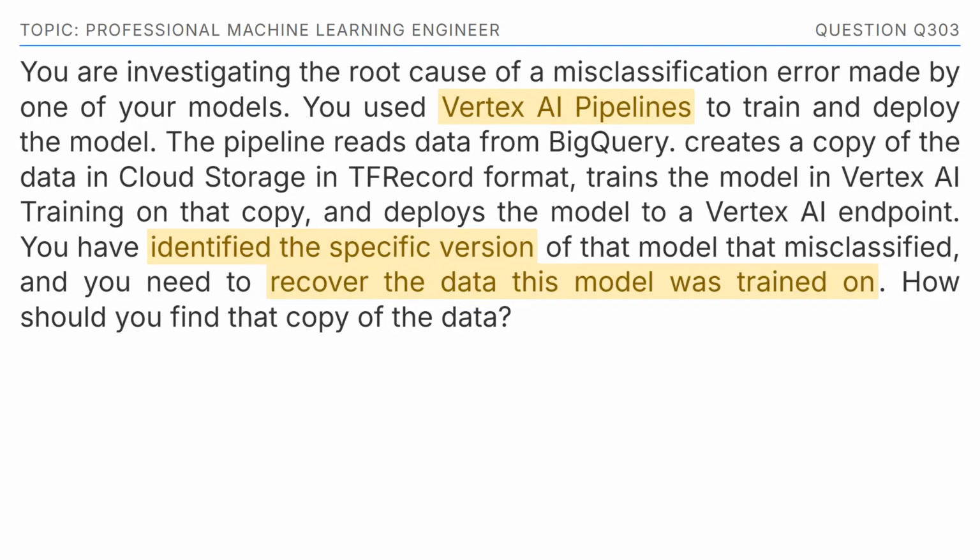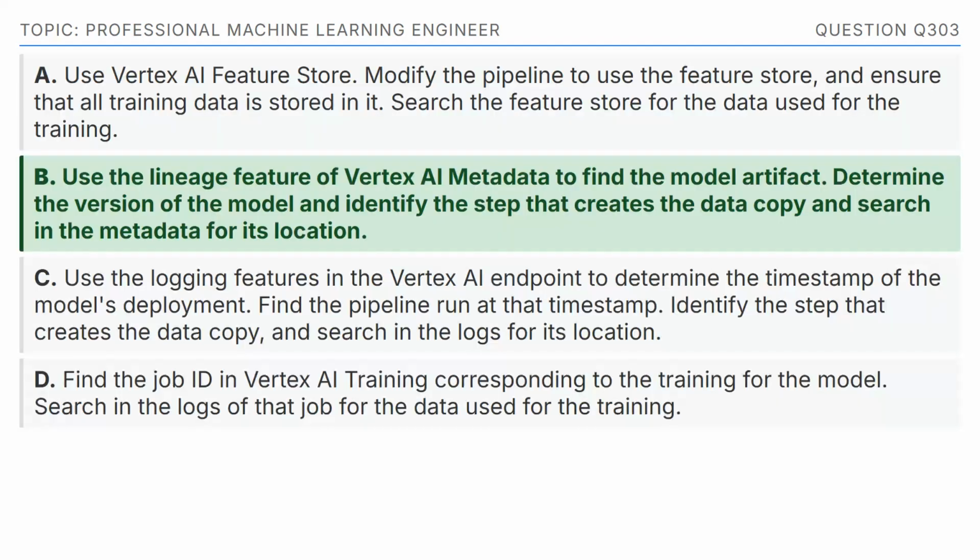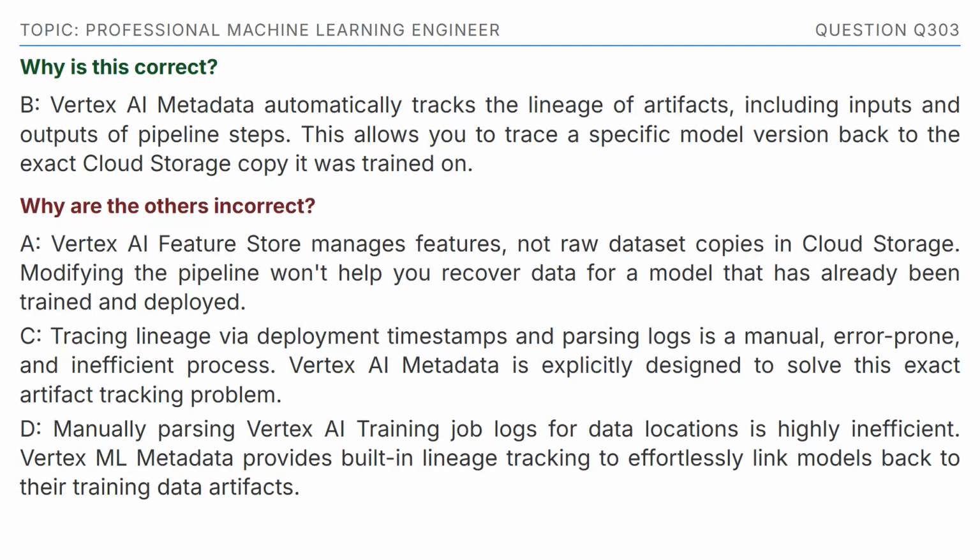To arrive at the correct answer, we focus on the keywords: Vertex AI pipelines, identified the specific version, recover the data this model was trained on. The correct answer is option B, use the lineage feature of Vertex AI metadata to find the model artifact. Determine the version of the model and identify the step that creates the data copy and search in the metadata for its location. Why is this correct?